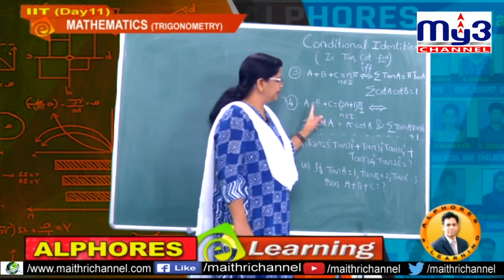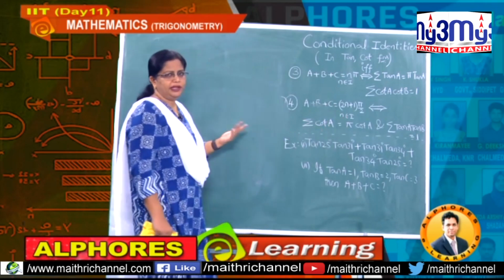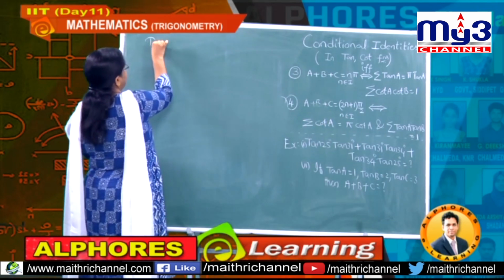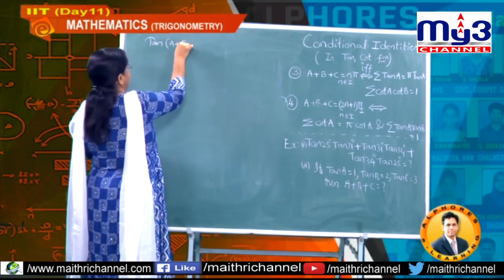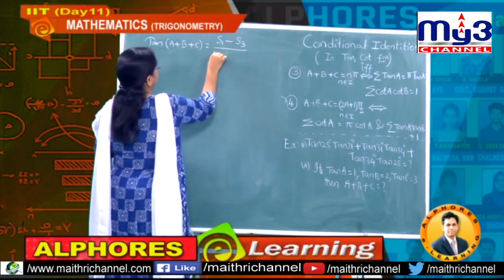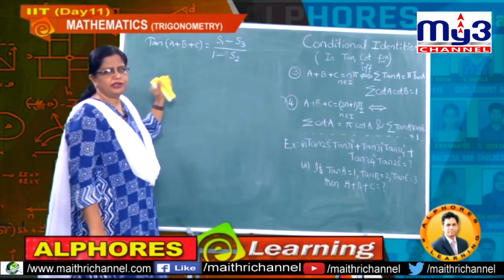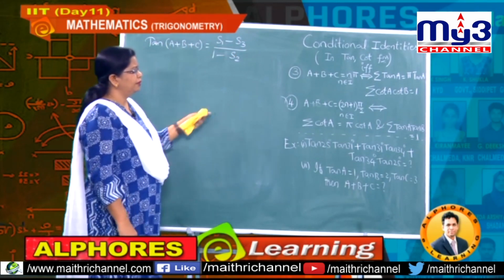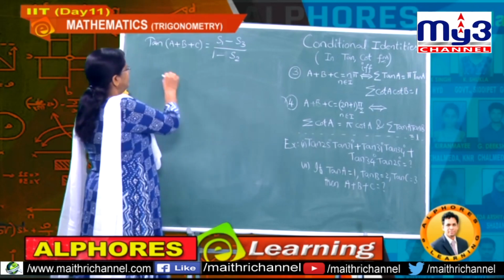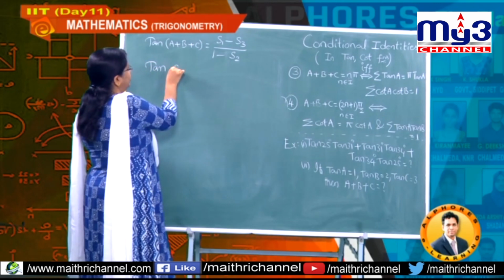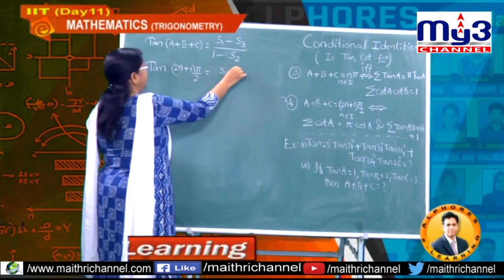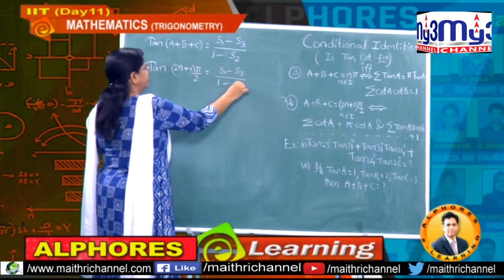In the same manner, I am using again that S1 etc. formula. So what is our tan of A plus B plus C? Understand, this is equal to S1 minus S3 divided by 1 minus S2. Okay, so in this way we can write. Now what is A plus B plus C? An odd multiple of pi by 2. As A plus B plus C is an odd multiple of pi by 2, that is (2n plus 1) pi by 2, and this is S1 minus S3 by 1 minus S2.